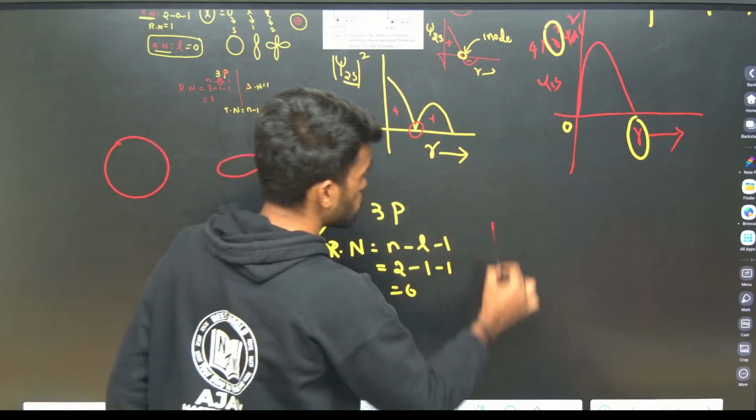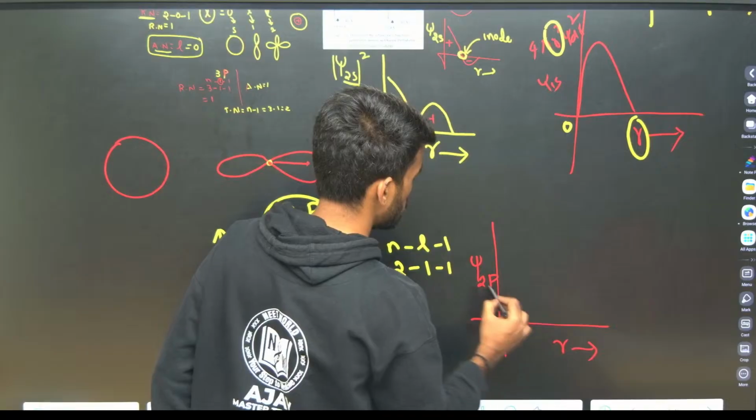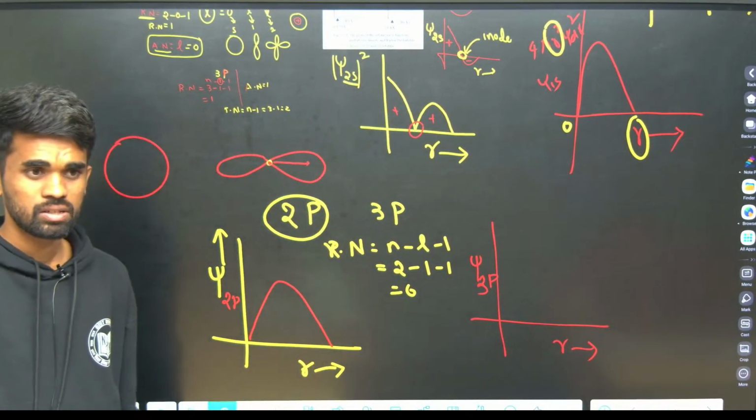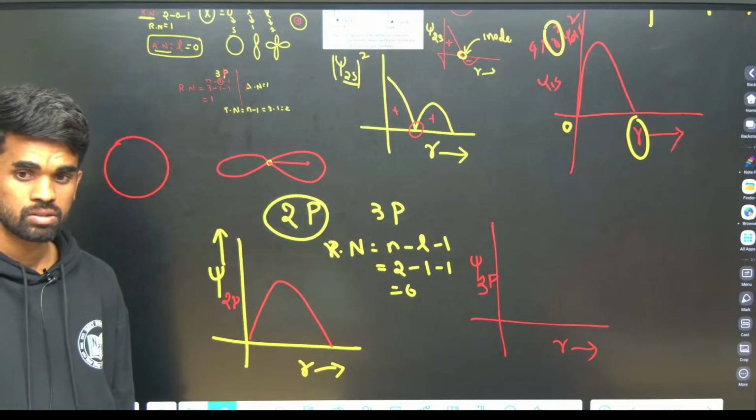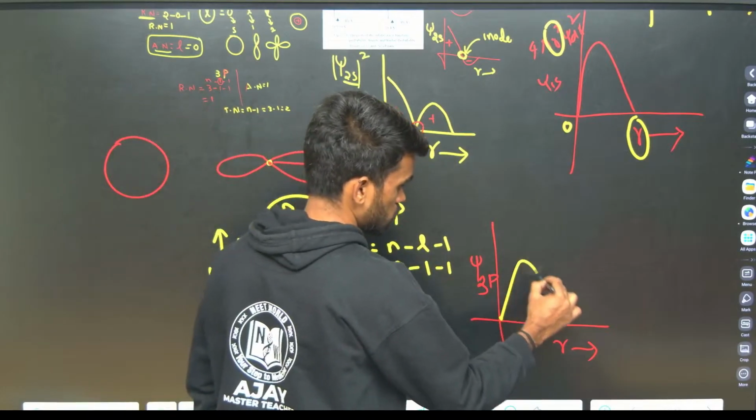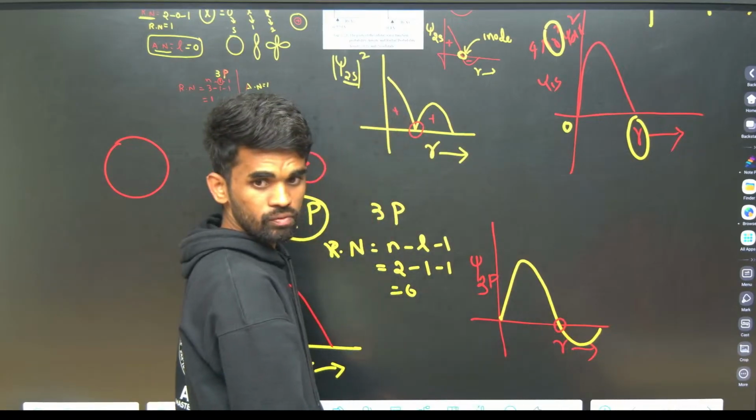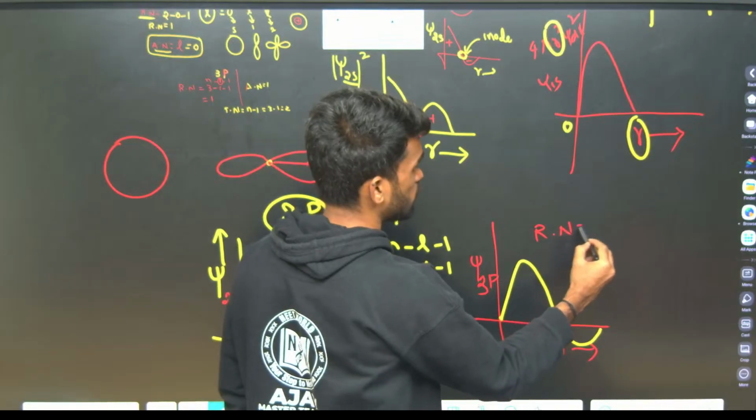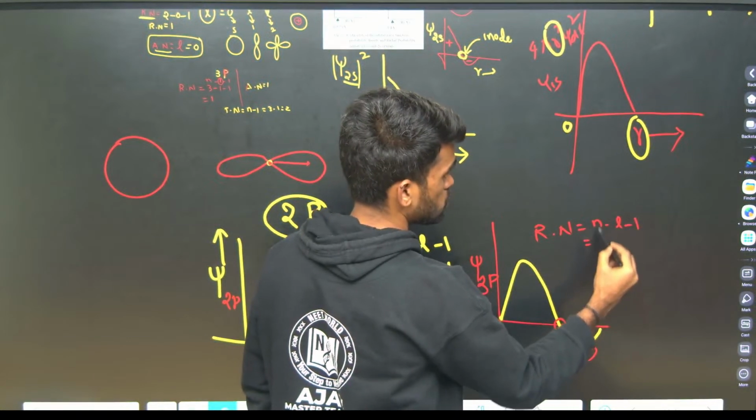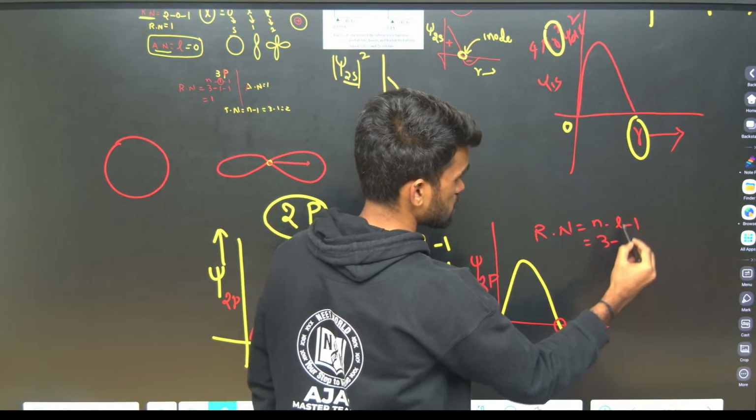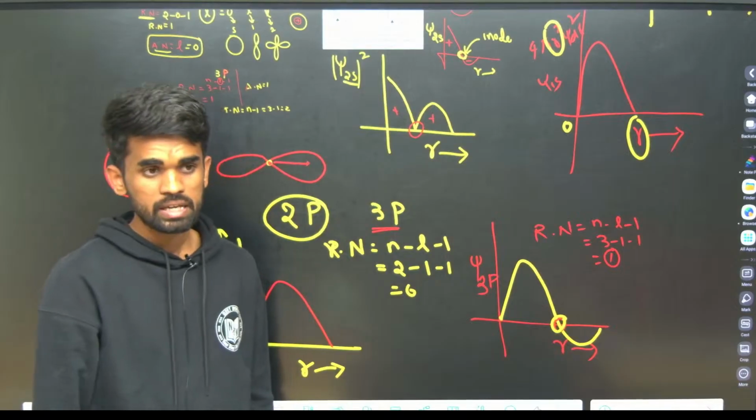Okay, so for 3p how should I draw? Tell me fast. Psi 2p for r. 3p I want to draw. Tell me fast. So this should go like this, right? So here it is one node. First find radial nodes for 3p. n minus l minus 1. n is 3 minus l is 1 minus 1. So 1 radial node you got. So this is that radial node. Is that clear or not?